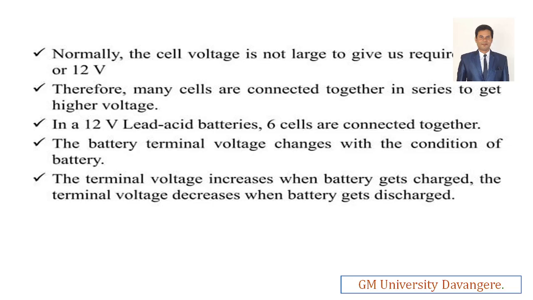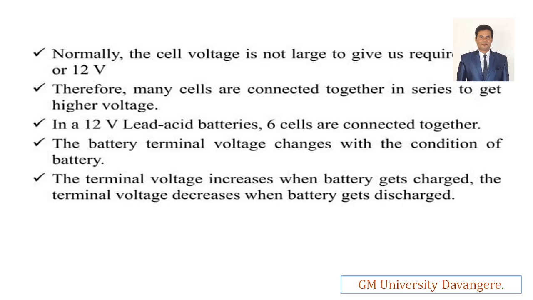So here the battery terminal voltage can change with the conditions of the batteries, right? So battery voltage will not remain constant. If it is 6 volts, it may give 5.8 volts also. It depends upon the degradation and the life cycles of the batteries. Right. So if we talk about the battery terminal voltage, it changes with the condition of the batteries.